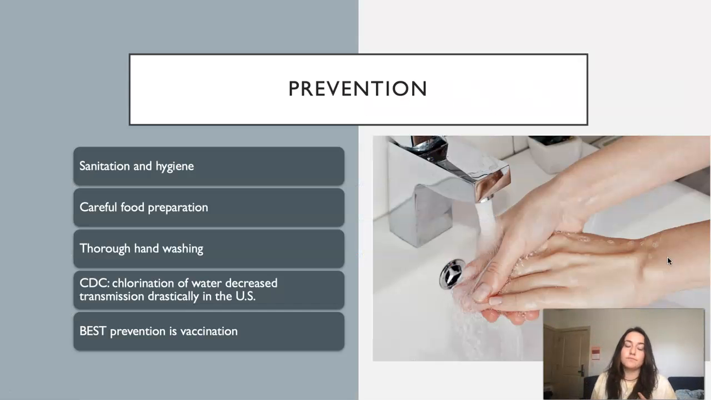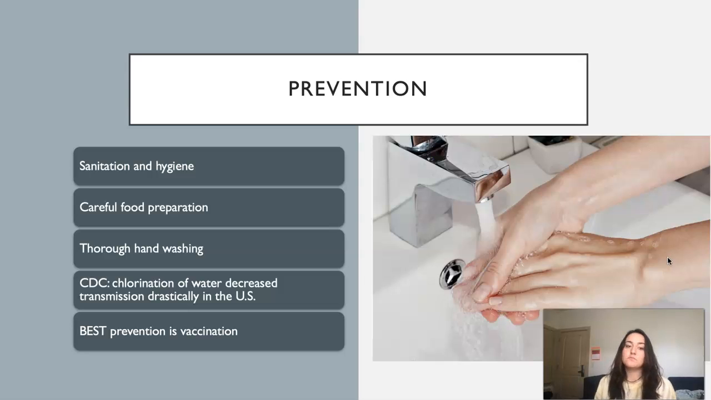So, some prevention for typhoid fever is just practicing basic sanitation and hygiene, careful food preparation, washing your food really well in clean water, and then if you are not eating your food raw, then boiling it, which will get all the bacteria off. Thorough hand washing is a really simple, really easy, but effective way to not contract the disease, because after you go to the bathroom, you just don't want to have that bacteria on your hands and infect yourself and everyone else.